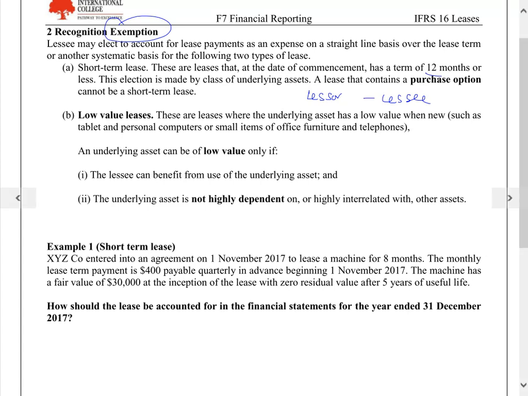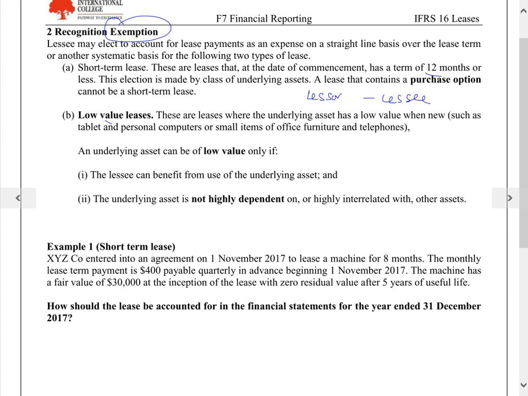Not only that, if the asset is of low value, we also treat it as though it's a rental. No point recognizing asset and liability when the value is about 500 or 300, and then you have asset, you have liability. It's going to be very troublesome. So treat it as though it's a rental, operating lease.